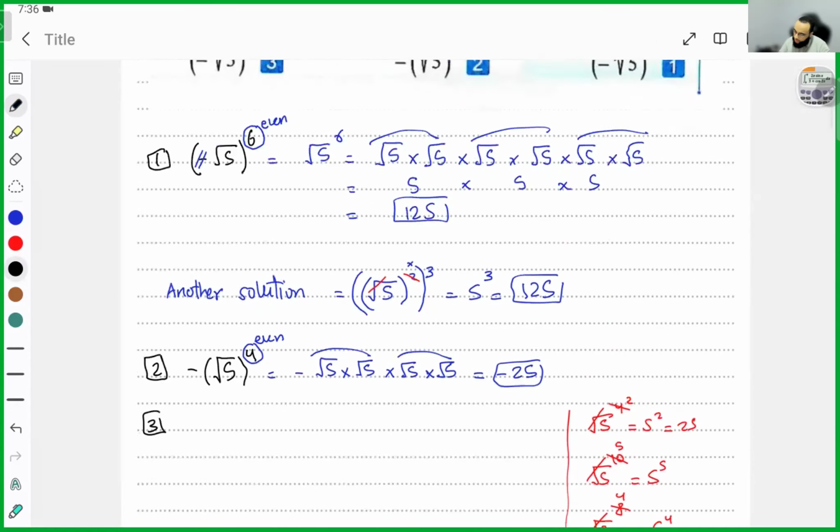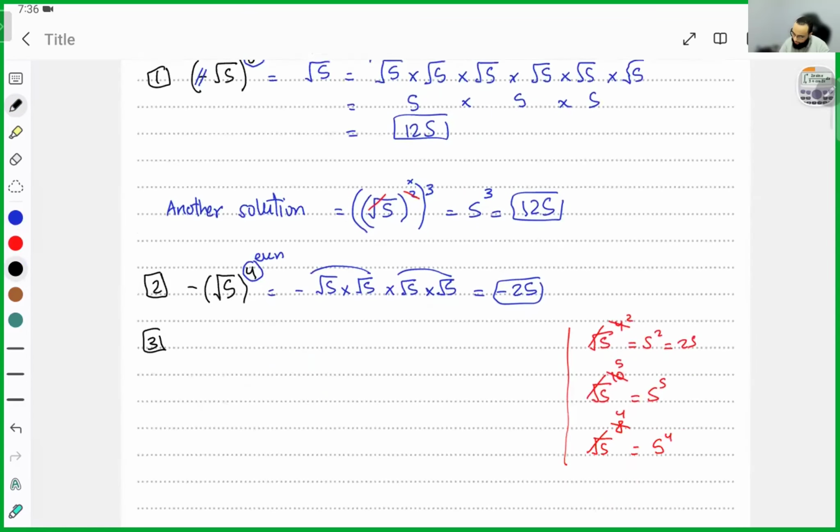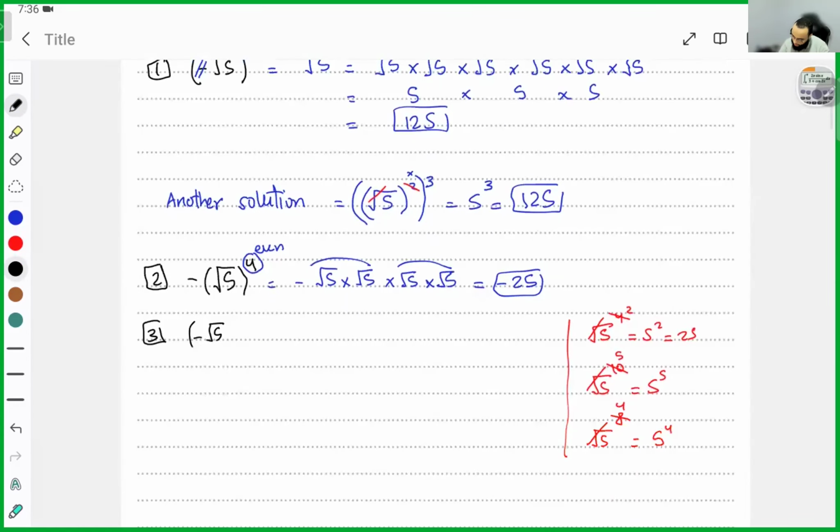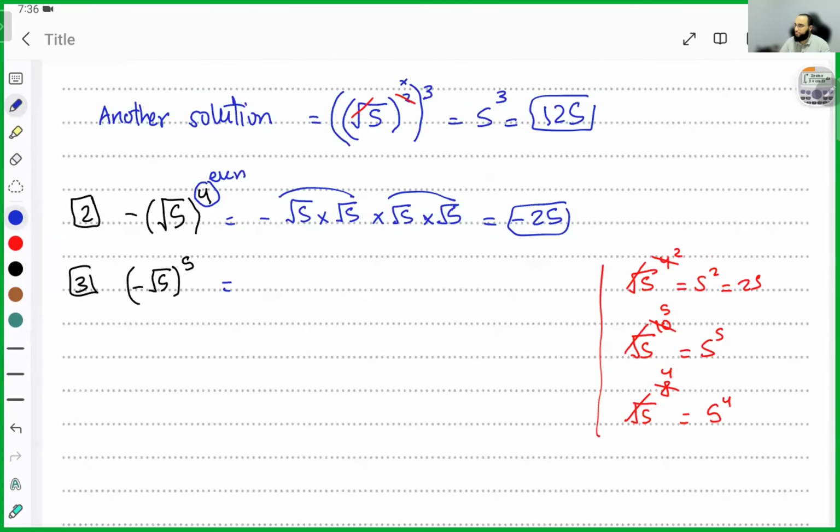Let's look at the next one: negative root 5 inside the bracket, power of 5. Sara, what will happen? We will not remove the power, because it's negative and the power is odd, so the result is negative. Root 5, how many times? 5 times.